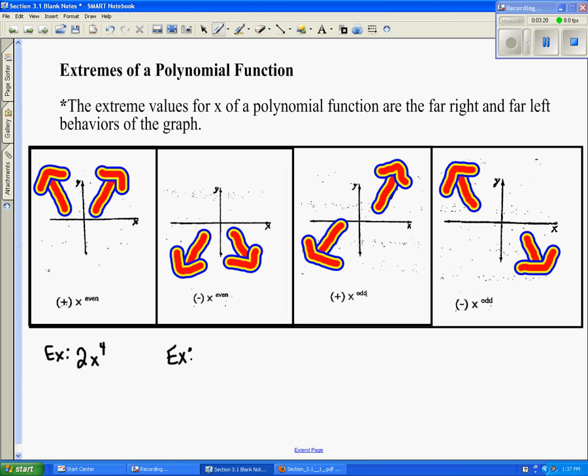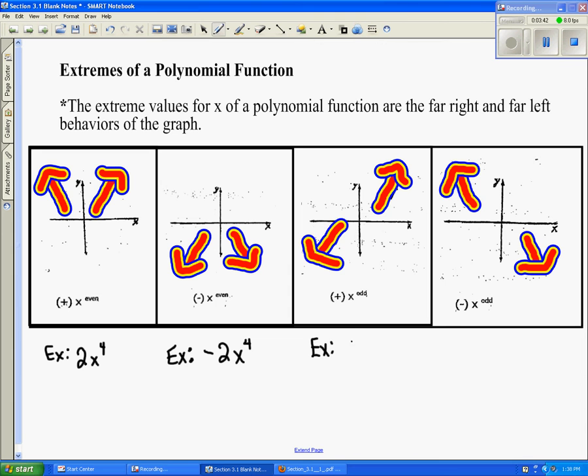An example of this one would be negative 2x to the 4th. The first thing I do is look at my leading term and check the exponent. When I see it's even, I say, oh, that means they're both in the same direction. Then I look at this term. I say it's negative, so it means they're both down in the same direction.